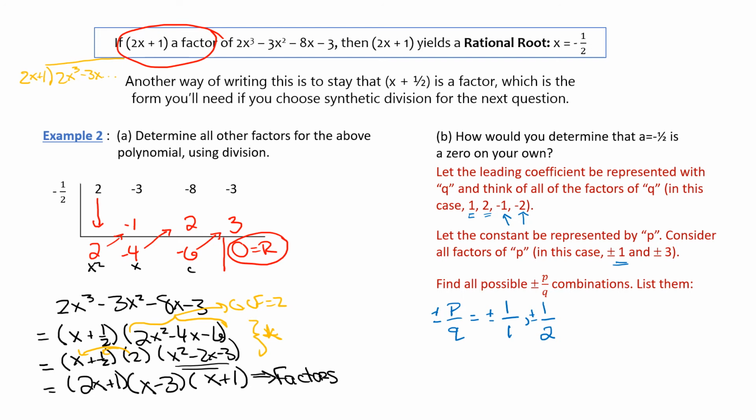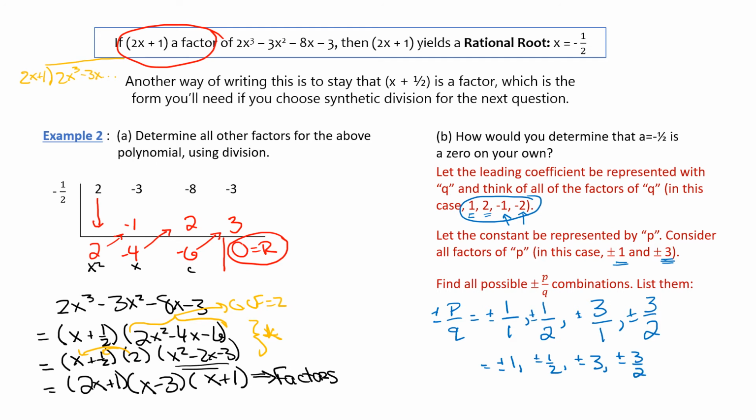Now let's look at the 3. There's the 3, so we're going to put the 3 on for the numerator. Now the 3 needs to go over all of these. So we can have 3 over 1, and we can have 3 over 2. So I'm going to just clean that up a bit. All of our possible combinations are plus or minus 1, plus or minus 1/2, plus or minus 3, and plus or minus 3 over 2.